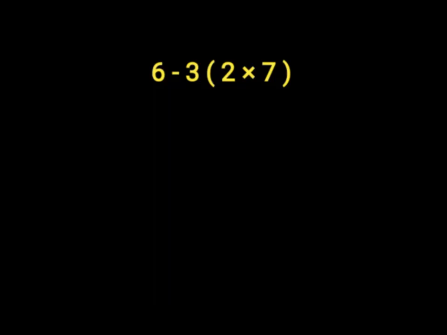6 minus 3 (2 times 7). 6 minus 3 will give us 3, then (2 times 7). Then we are going to work with our parentheses. 2 times 7 is equal to 14. Then we have 3 times 14. 3 times 14 will give us 42.